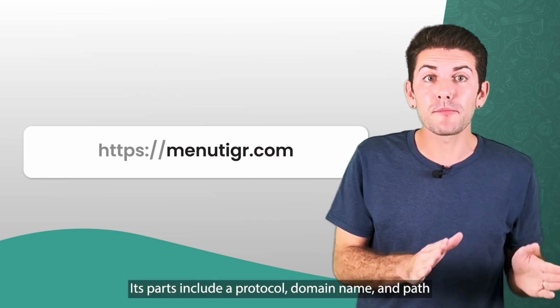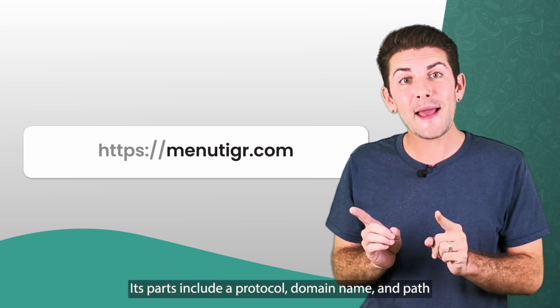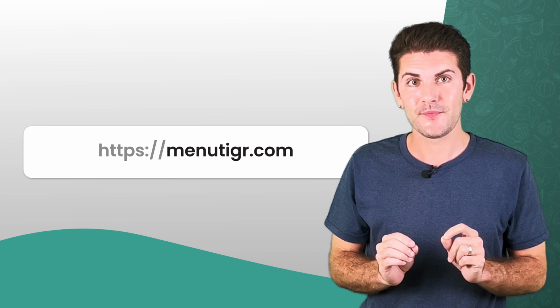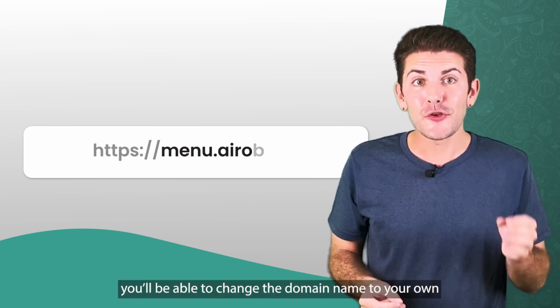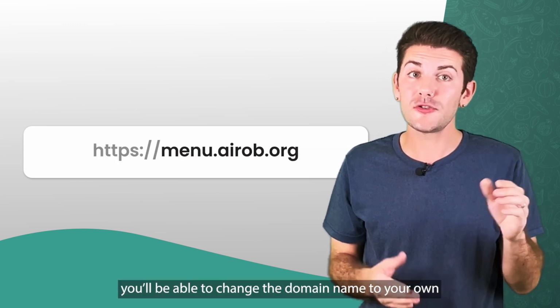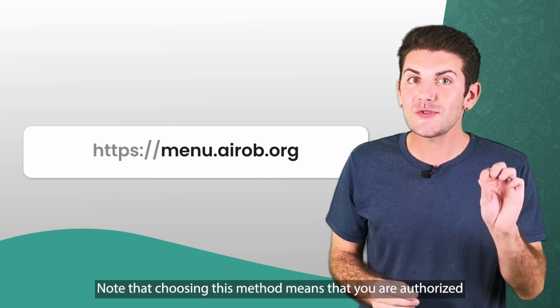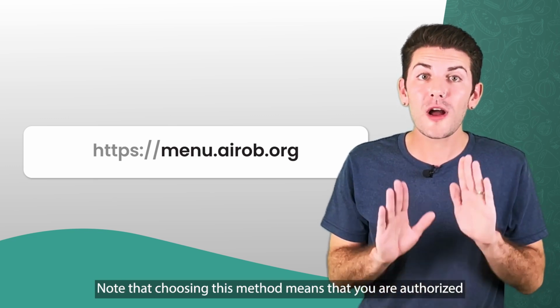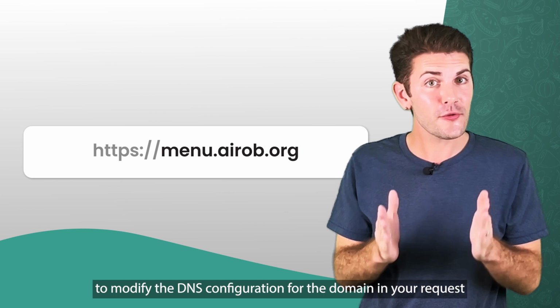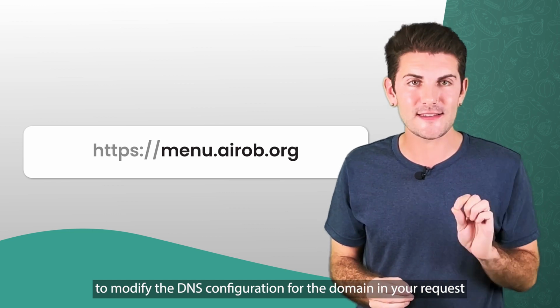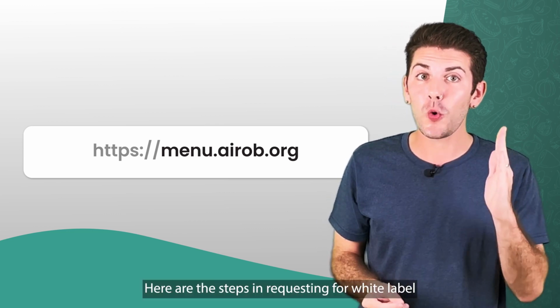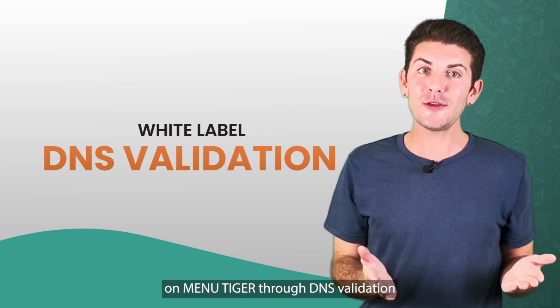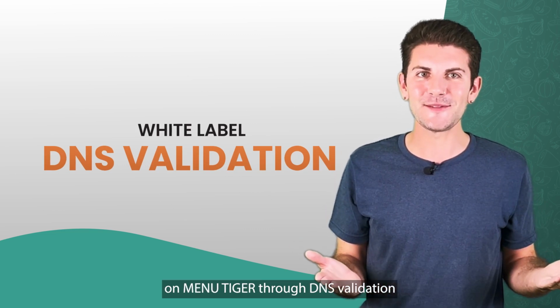Its parts include a protocol, domain name, and path. With our white label feature, you'll be able to change the domain name to your own. Note that choosing this method means that you're authorized to modify the DNS configuration for the domain in your request. Here are the steps in requesting for white label on MenuTiger through DNS validation.